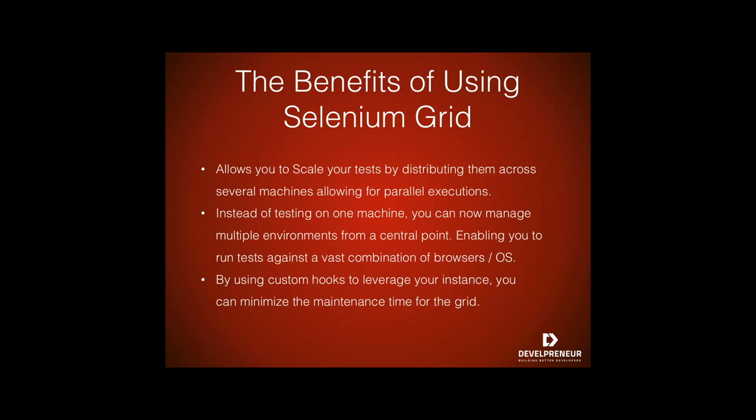You can also use custom hooks to leverage your instance, so you can minimize the maintenance time for the grid. So you can quickly spin up and down nodes in a grid within seconds without having to build full customizable VMs, which takes time. And it also takes a lot of time to spin those up based on resources.